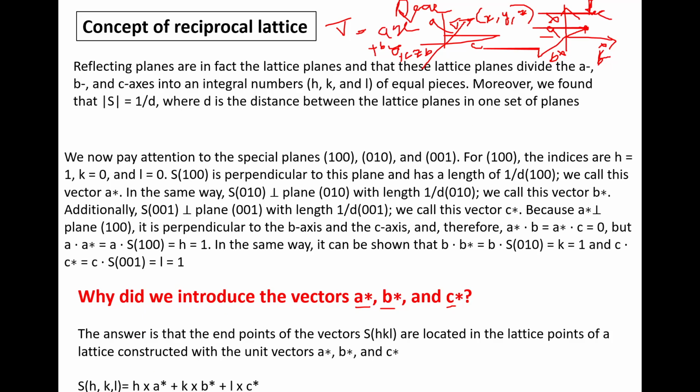This scattering vector is a function of HKL in the reciprocal plane. So we are defining this scattering vector with the help of the Miller indices and the basis vectors of the reciprocal plane, that is A star, B star and C star.